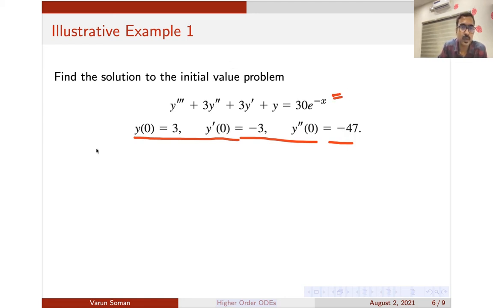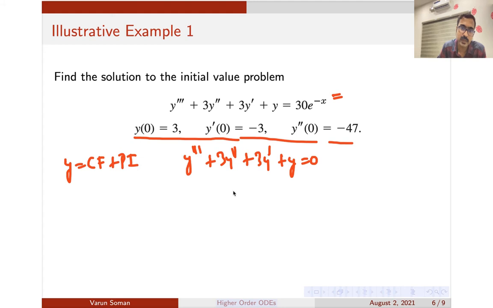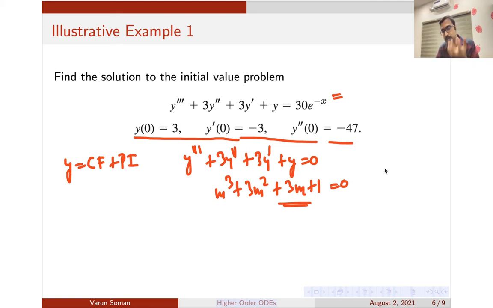You know that the solution will contain two parts, that is y is equal to CF plus PI. To find CF, you write the corresponding homogeneous equation, which is y triple dash plus 3y double dash plus 3y dash plus y is equal to 0. Now write the corresponding auxiliary equation, which is m cube plus 3m square plus 3m plus 1 is equal to 0. If you look closely, it is actually of the form m plus 1 the whole cube is equal to 0.